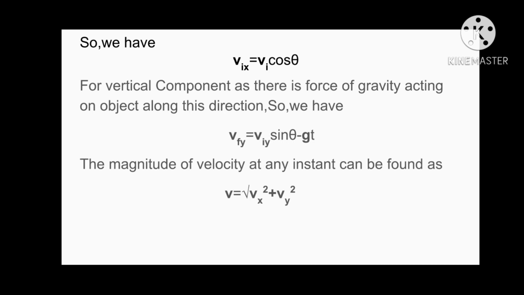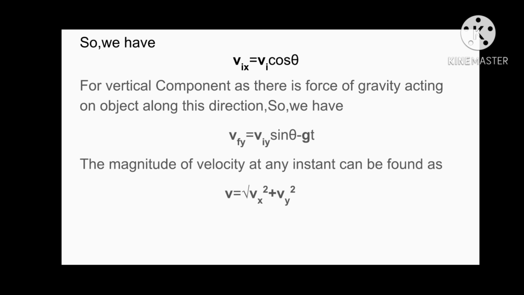For the vertical component, as there is the force of gravity acting on the object along this direction, we have Vfy is equal to Vi sin theta minus gt. It means the final velocity along the y component is equal to the initial velocity along the y component, Vi sin theta, minus gravitational acceleration multiplied by the time. Actually, with the y component or vertical component, we always use the sign.